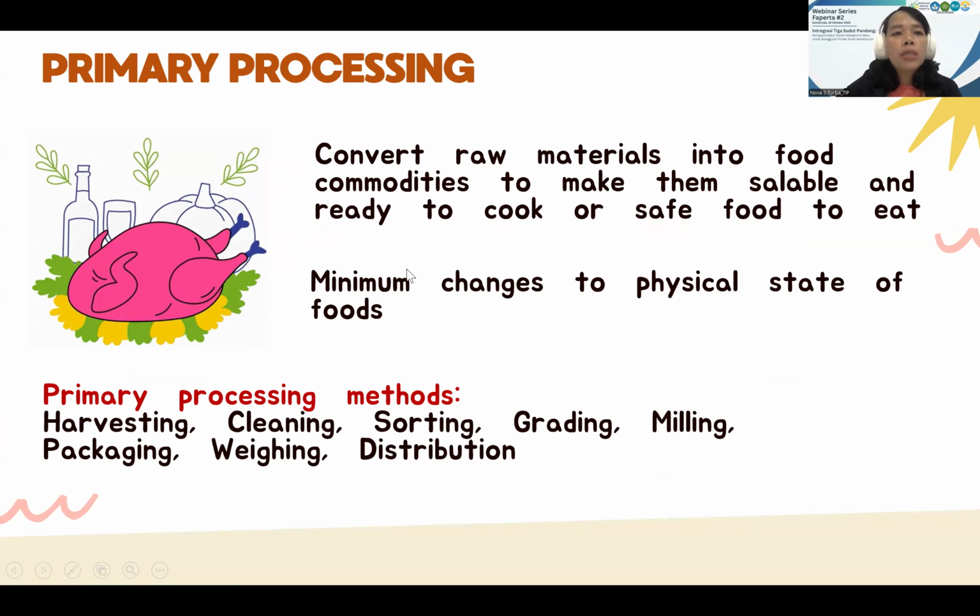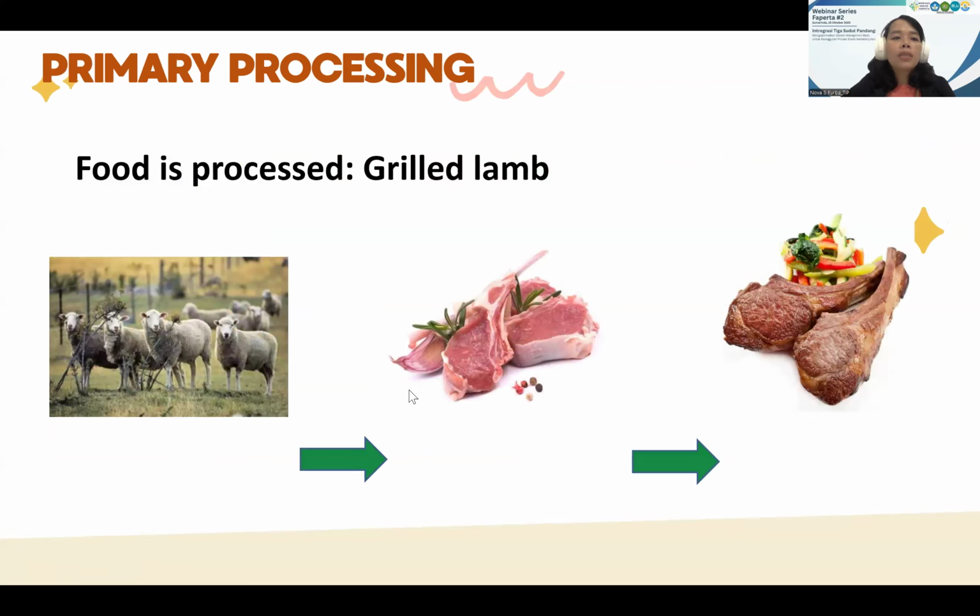And in the primary process, there is a minimum change in the physical state of food. And primary process methods include harvesting. We harvest the food from agriculture. We clean it, we sort it, we grade it, and milling. We bake it, weighing, and the final is distribution, and then we can eat it at home or at our table. This is the simple process.